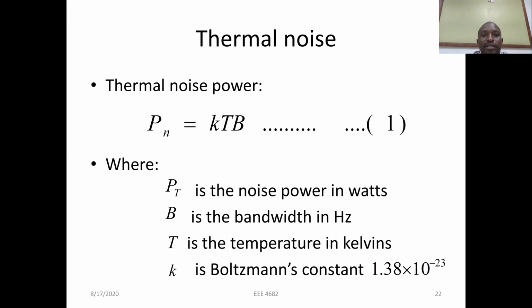Thermal noise can be calculated in terms of thermal noise power, Pn equals kTB, which is shown in equation 1, where B is the bandwidth, T is the temperature in Kelvin, and k is Boltzmann's constant, which is 1.38 times 10 to the power minus 23.